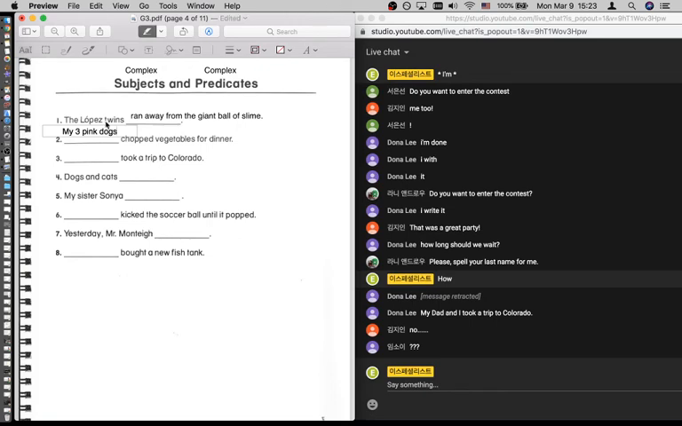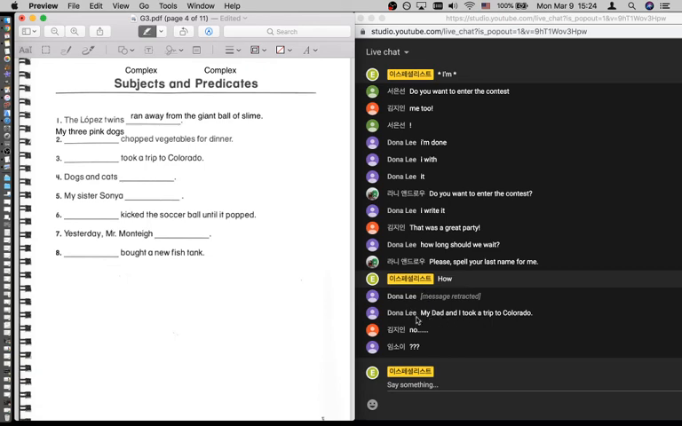Okay. So we can make this a complex subject. Okay. How many of them? You can use the words. My 3 pink dogs chopped vegetables for dinner. Or, we know chopped, right? Chopped means to cut, cutting vegetables. There are lots of different things we could use, ways to describe it. So I want you to fill this out. Let's do the other ones. 3, 4, 5, 6, 7, 8. I want you guys to write something. Donna already did it. My dad and I took a trip to Colorado.